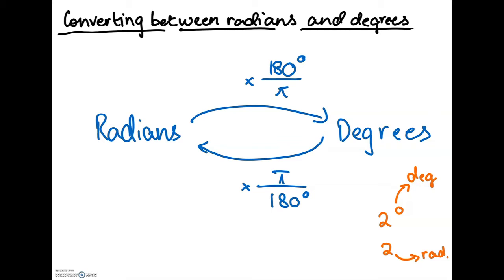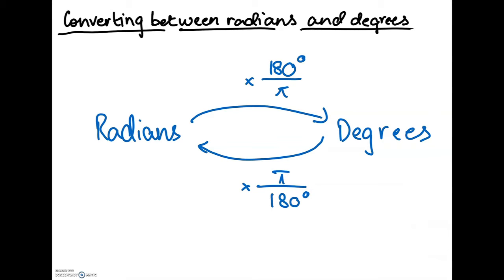Now, radians a lot of the time will come with a pi symbol, like 3 pi or 2 pi. But if 2 pi has a degree symbol next to it, then it automatically goes to degrees. But the 3 pi is in radians because it does not have a degree symbol. So that's just the most obvious way to distinguish between degrees and radians.